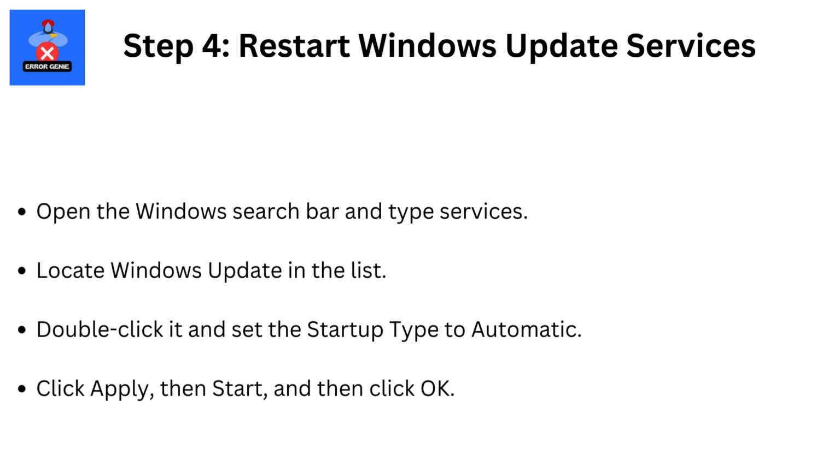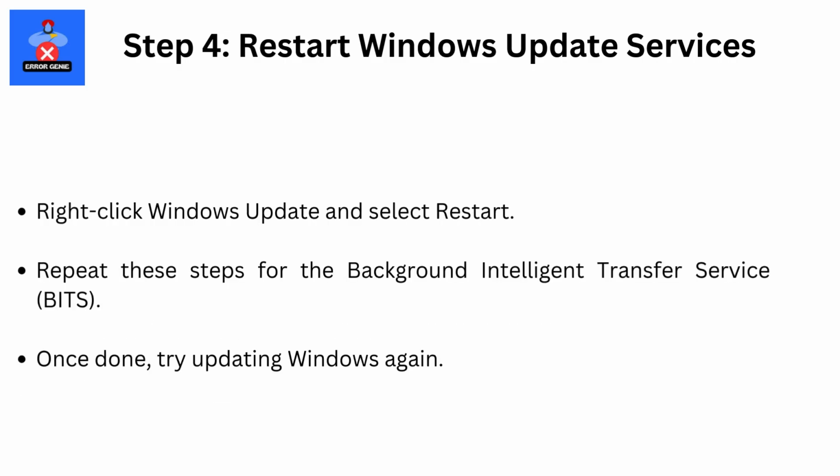Step 4. Restart Windows Update Services. Open the Windows search bar and type Services. Locate Windows Update in the list. Double-click it and set the startup type to automatic. Click Apply, then Start, and then click OK. Right-click Windows Update and select Restart. Repeat these steps for the Background Intelligent Transfer Service, BITS. Once done, try updating Windows again.